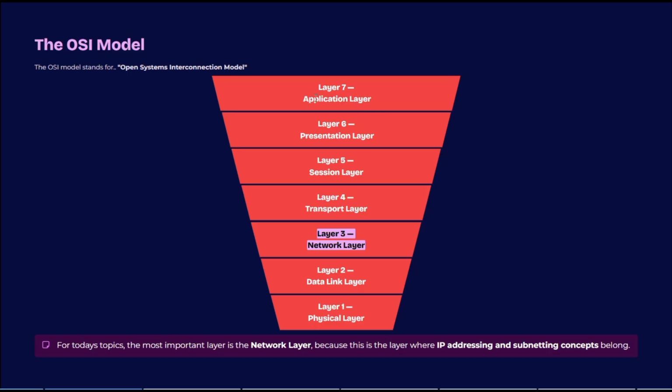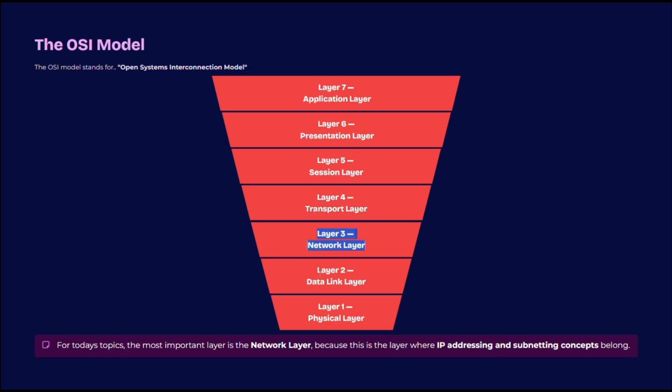The OSI model stands for Open Systems Interconnection Model. It divides network communication into 7 layers. These layers are Application Layer, which is at the 7th position. Presentation Layer, which is at the 6th position. Session Layer, which is at the 5th position. Transport Layer, at 4th position. Network Layer, at 3rd position. Data Link Layer, at 2nd position, and at last, Physical Layer, at 1st position.